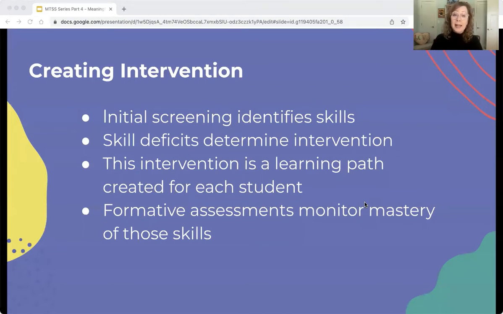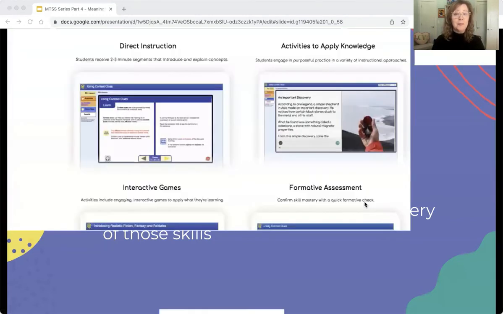Initial screening identifies skills requiring additional support. Identified skill deficits determine intervention. And this intervention is a learning path created for each individual student. This ensures that targeted learning is both a quality curriculum and specific to the student needs. And formative assessments are embedded throughout a student's learning path to really monitor that mastery of those skills.